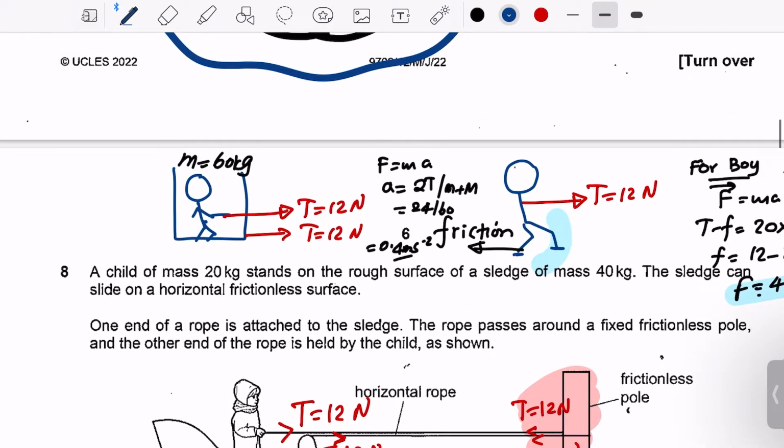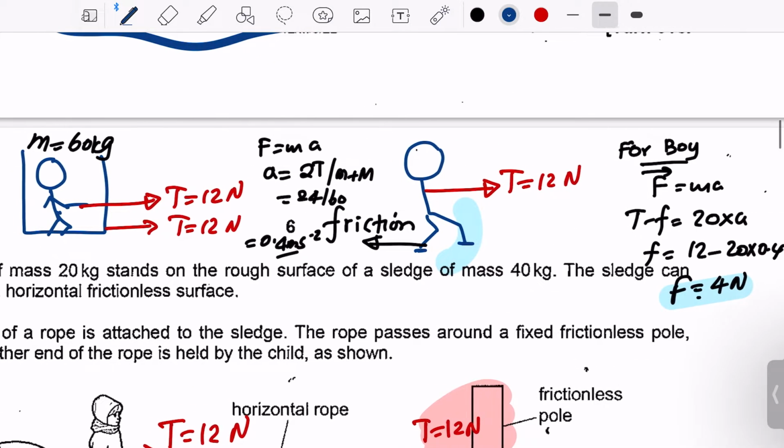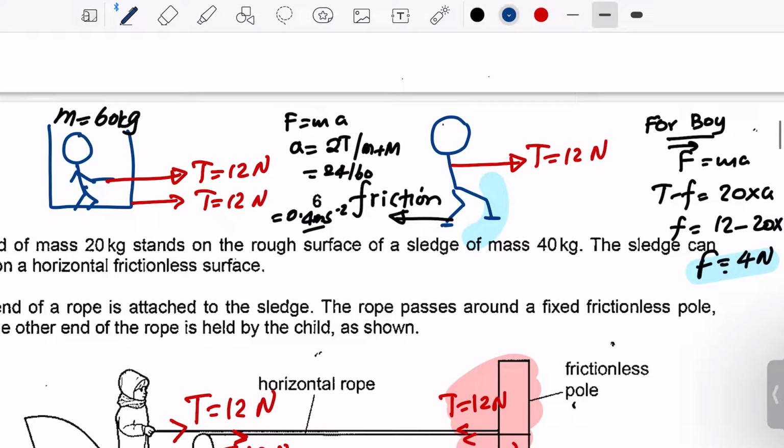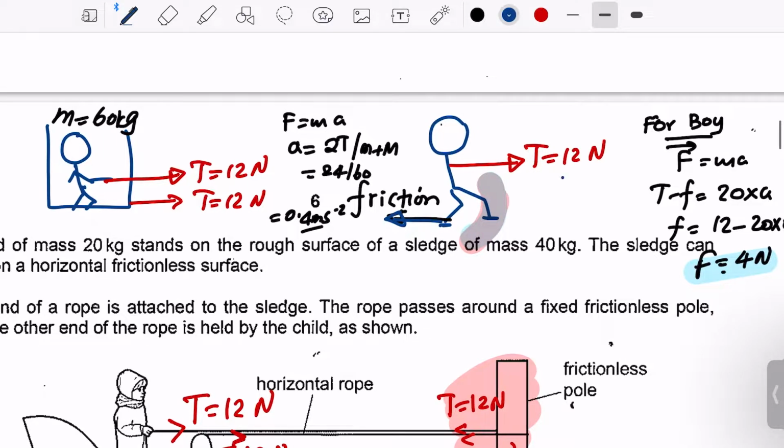Now I tried to take one by one. Let's think about the child. Just think, how does he pull this one? Obviously he presses his legs and pushes his legs forward, so friction on this child is backward. That's the second point we have to understand. So for the child, tension is forward, friction is backward, and we know the value of tension, but to find the friction we need acceleration.